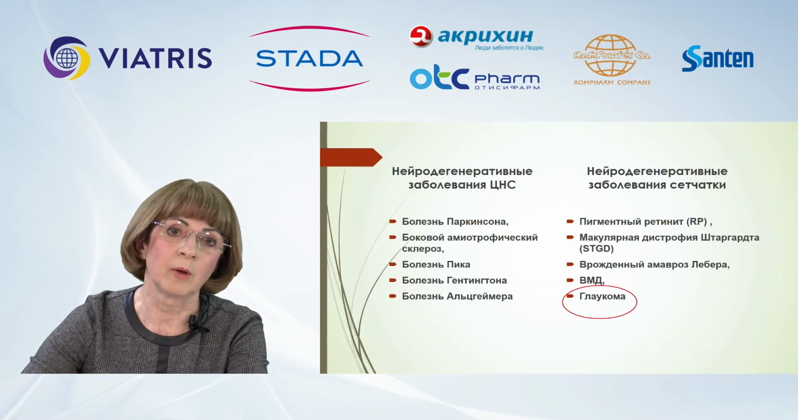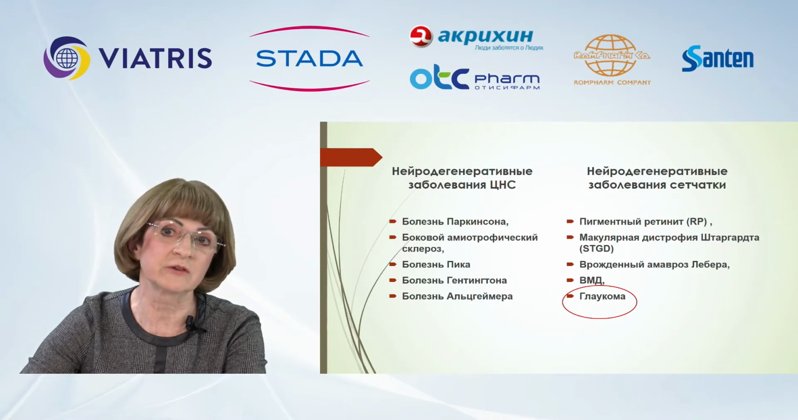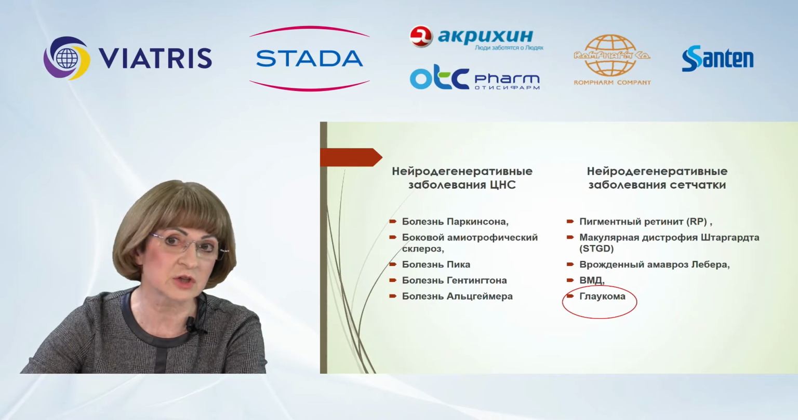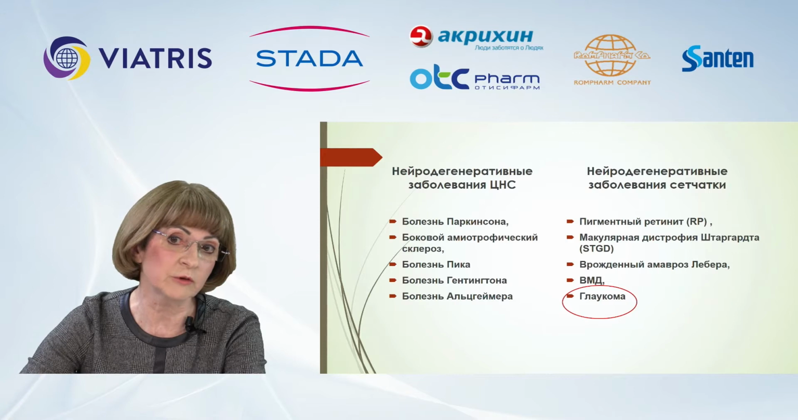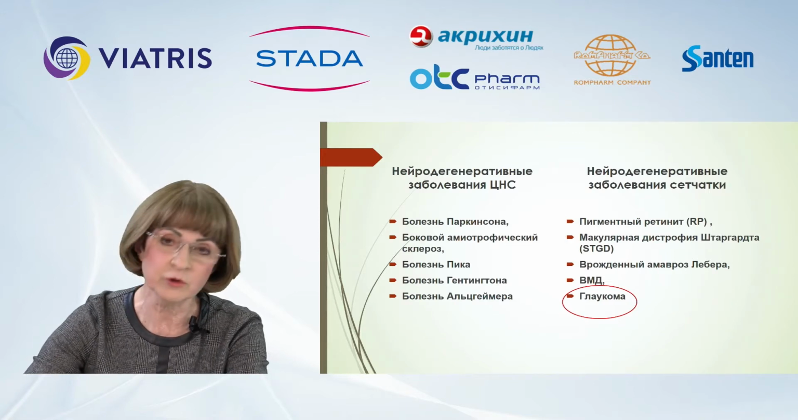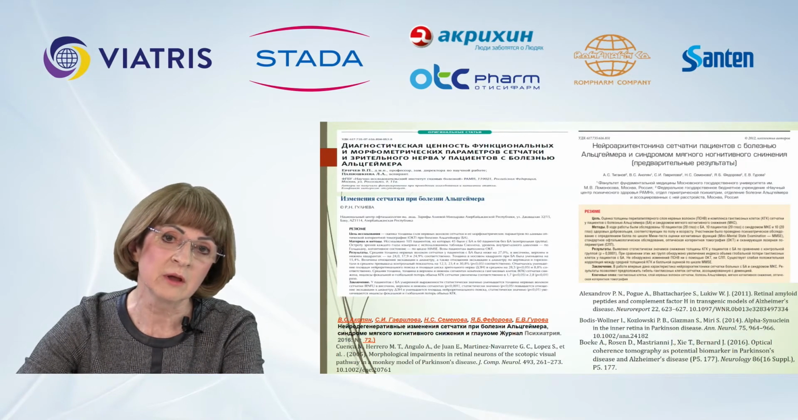Neurodegenerative diseases of CNS have multiple manifestations. This is Parkinson's disease, amyotrophic lateral sclerosis, Pick disease, Huntington disease, and Alzheimer's disease. Retinal neurodegenerative diseases are presented by a spectrum. This is retinitis pigmentosa, Stargardt disease, Leber amaurosis, age-related macular degeneration, and glaucoma. And today we talk about glaucoma.